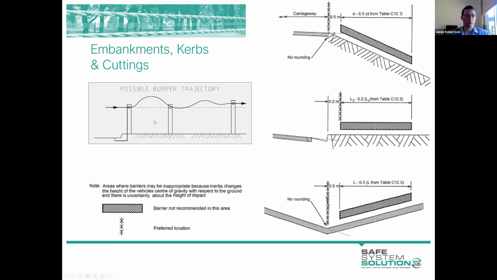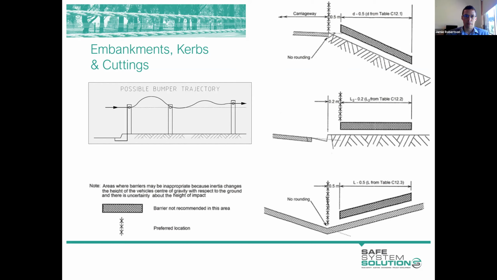It's also not a bad idea where we have a limited shoulder width. So perhaps we've got a 2 or 3 metre shoulder and we want to provide a 4 metre shoulder. So we locate our barrier further back from the curb.